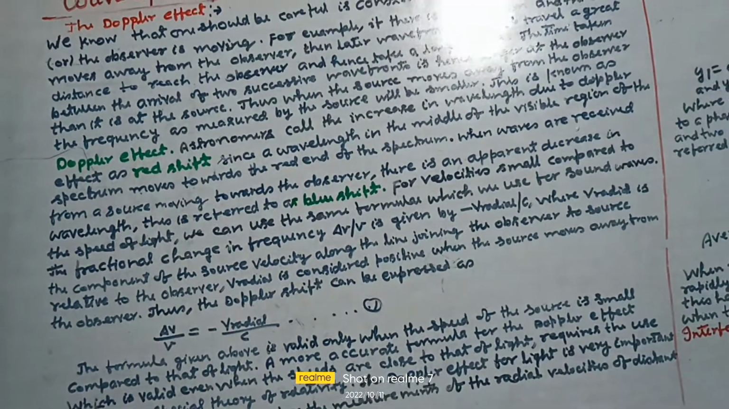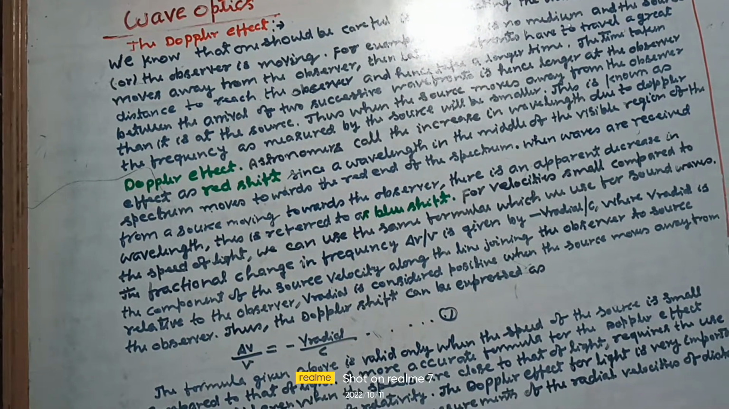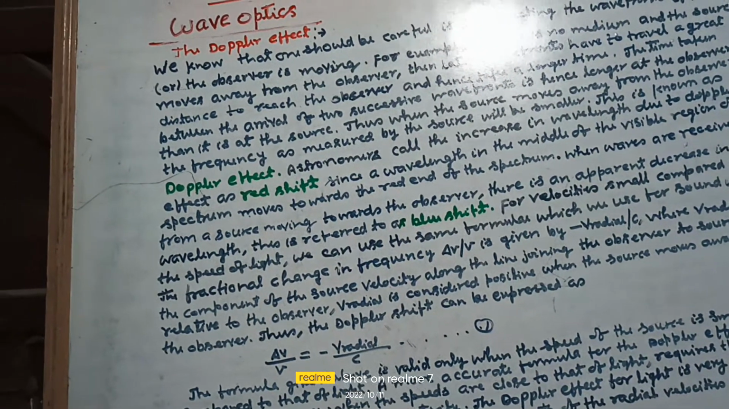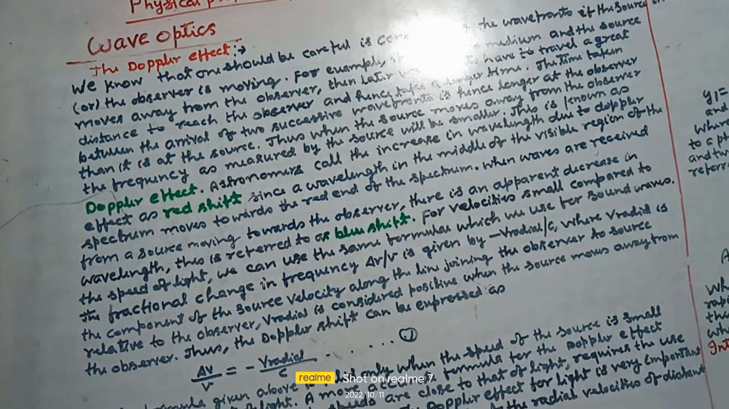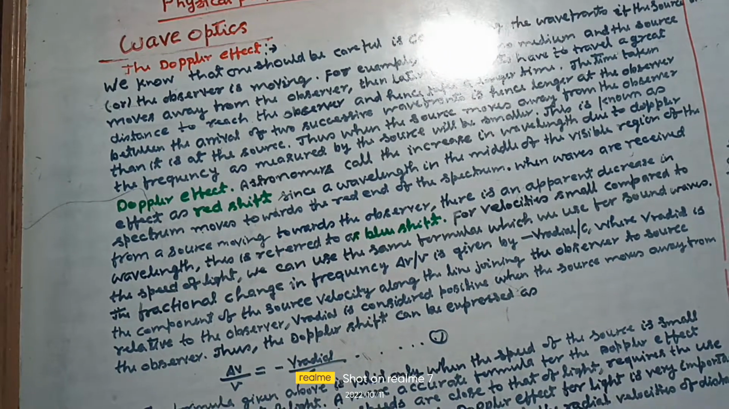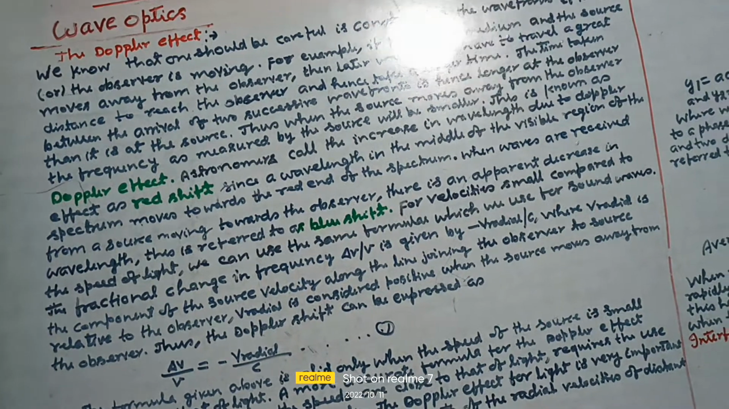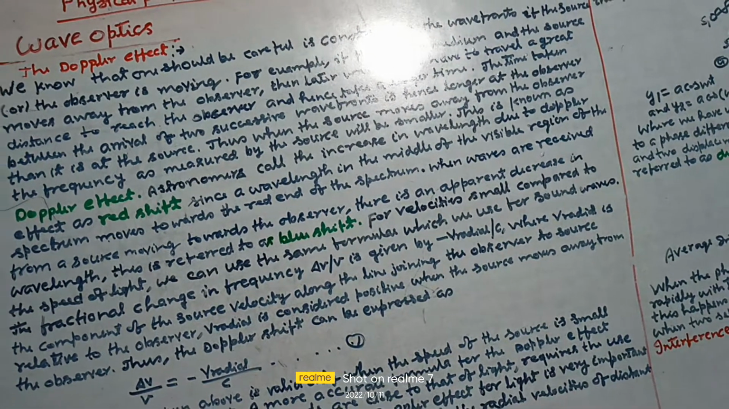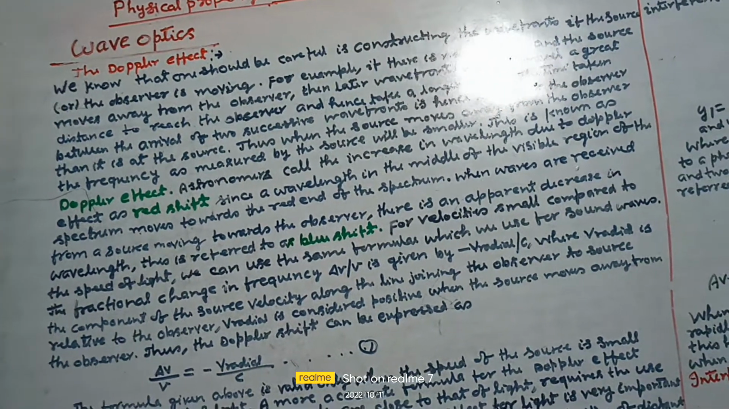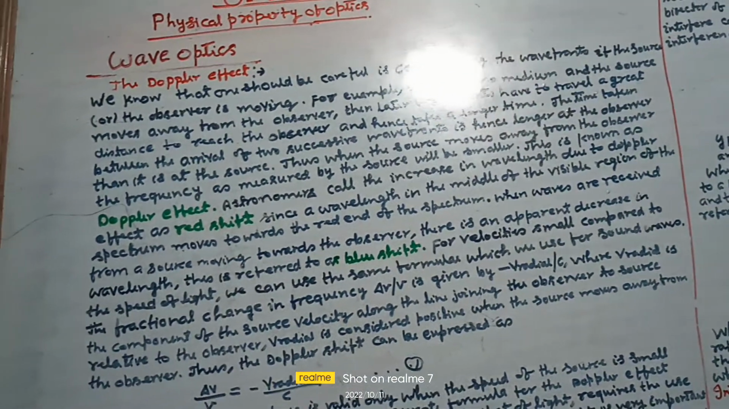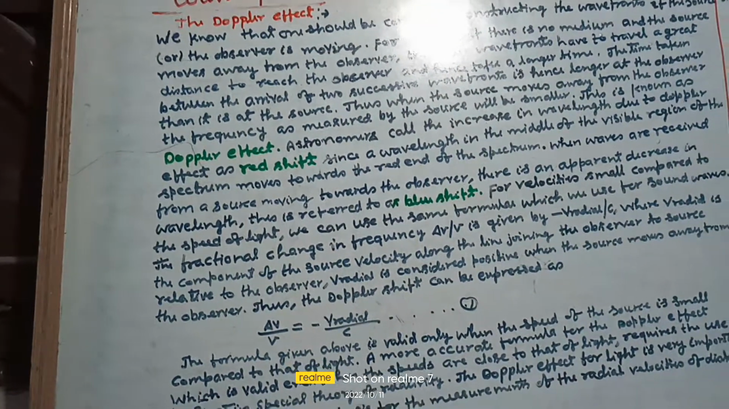Astronomers call the increase in wavelength due to the Doppler effect a redshift. Since a wavelength in the middle of the visible region of the spectrum moves towards the red end of the spectrum, when waves are received from a source moving towards the observer, there is an apparent decrease in wavelength. This is referred to as a blue shift.